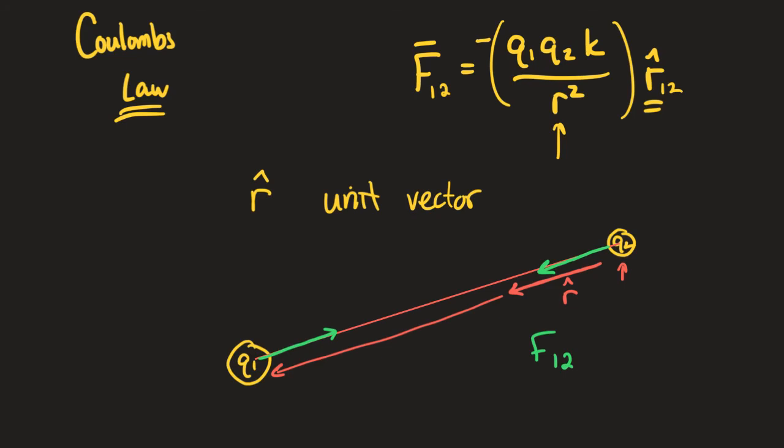Because listen, this is important. If Q1 and Q2 are both positive, my answer here is negative, which means the force is towards the origin. If either one of these particles is negative, it cancels out the negative sign out front, making that force positive, which means that the force is away from the origin. If both of those particles are negative, then my answer is again negative, which means my force is towards the origin. This is the mathematical way of saying opposites attract and like charges repel.